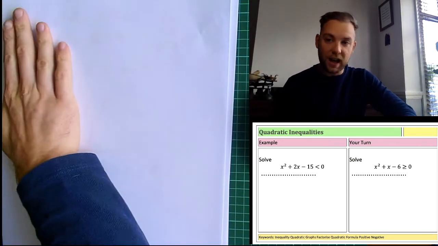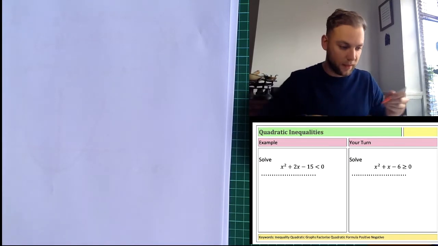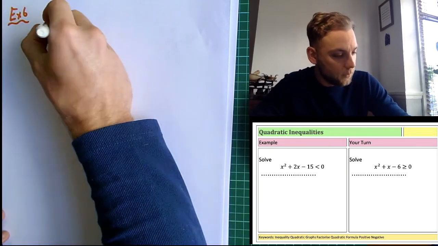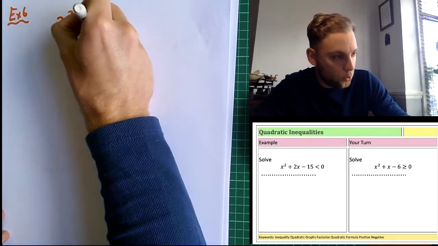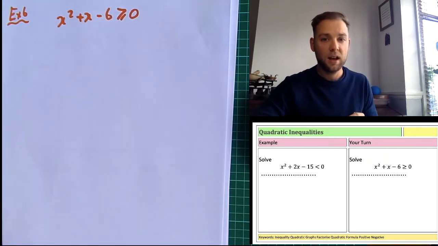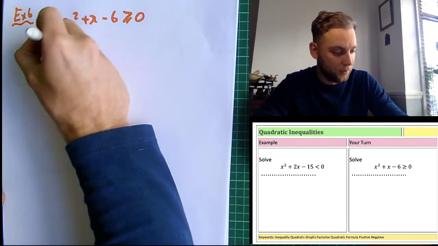If you watch that example and you want to have a go at example 6 yourself, pause now and have a little go at that. I am going to go through it though. Example 6. So, x squared plus x minus 6 is greater than or equal to 0. I'm just going to factorize this straight away because I think that you should be able to do this now without the bit on the side.